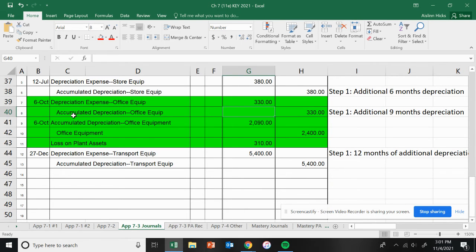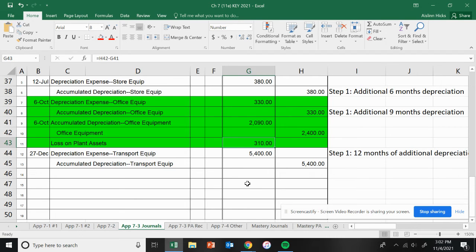So all in the green here. We journalize the 330 as additional 9 months of depreciation, and then we go ahead and get rid of the accumulated depreciation for the copy machine. We get rid of the copy machine, and then we do a calculation because we received no cash on what the loss is.